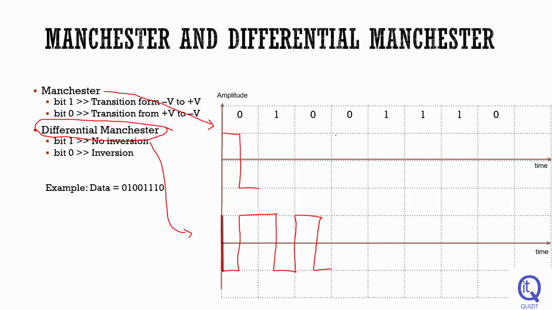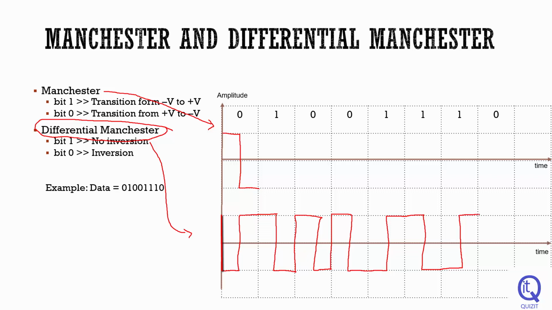And for the next 0 also, we have to invert the signal. Invert means like this. And for 1, when our next bit is 1, we have no inversion. That means we go along the line and make the transition. And the next bit is also 1. That means I have no inversion. No inversion means go along the line, and in the middle you have to make the transition. Right. So next bit is 1. That means no inversion, go along, and then in the middle you have to make the transition.